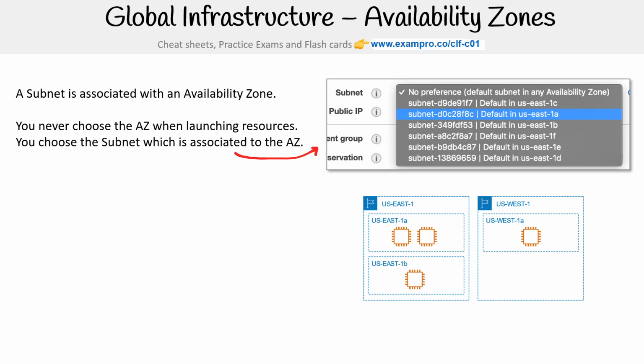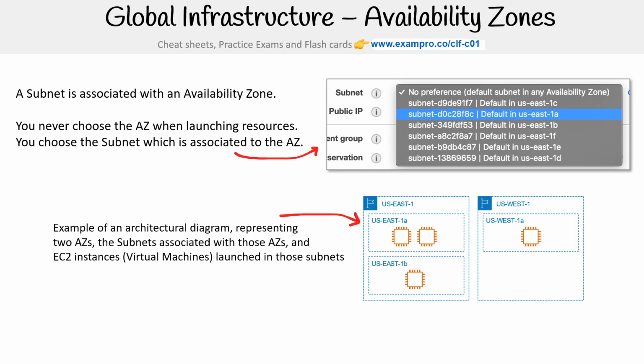So here is a graphical representation, a diagram that's representing 2 availability zones. Here we have the regions US East 1 and US West 2, and then we have our 2 AZs. So here's 1A and 1B. And these are effectively the subnets, okay? And so within those subnets, or availability zones, you will see that we have 2 virtual machines, okay?